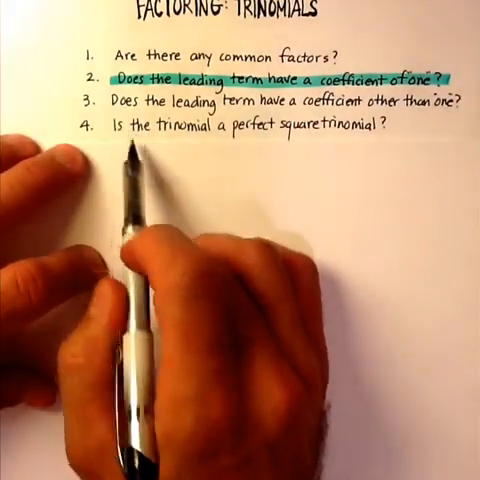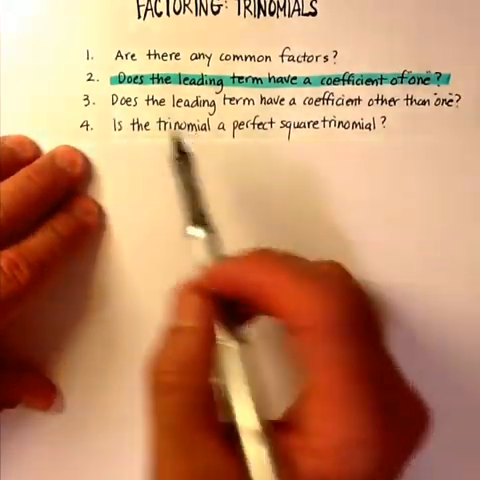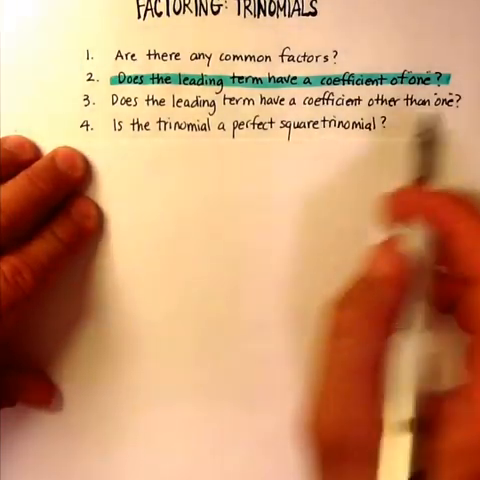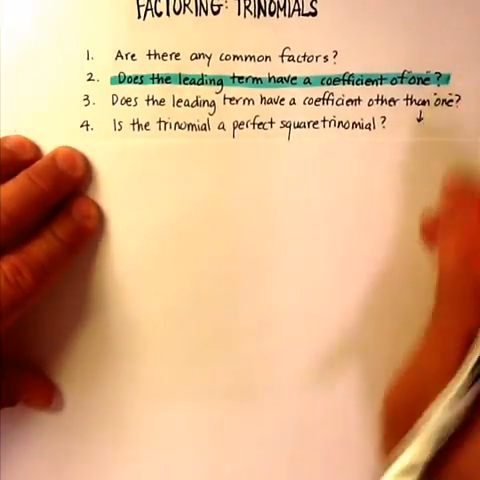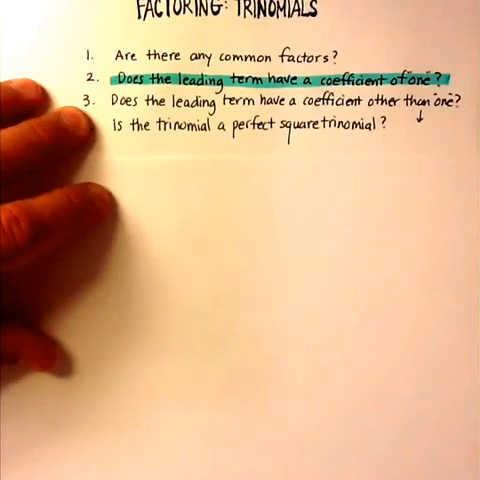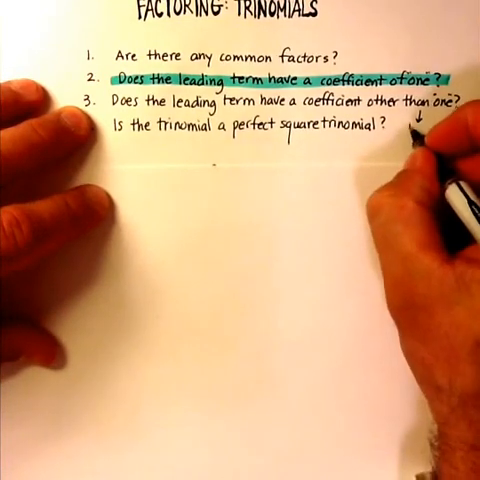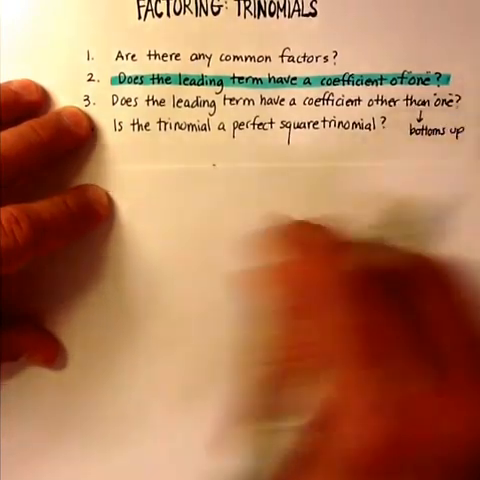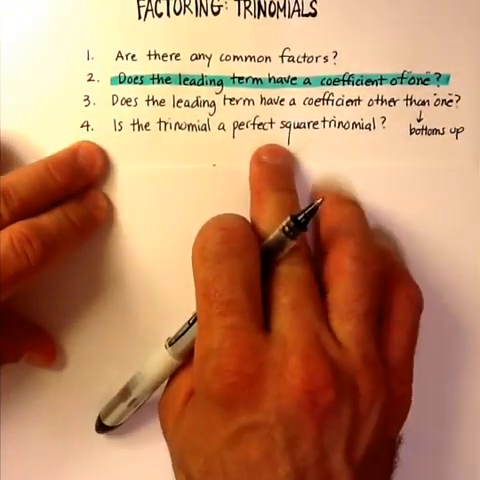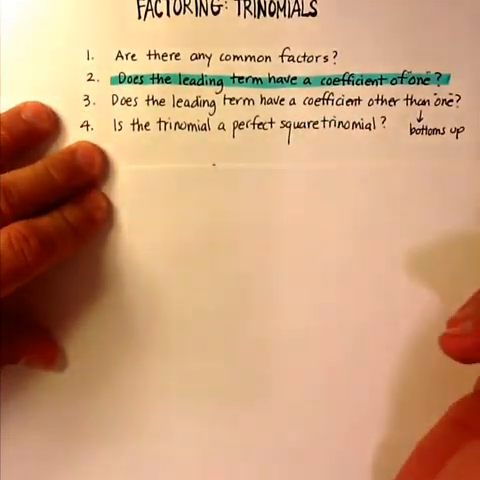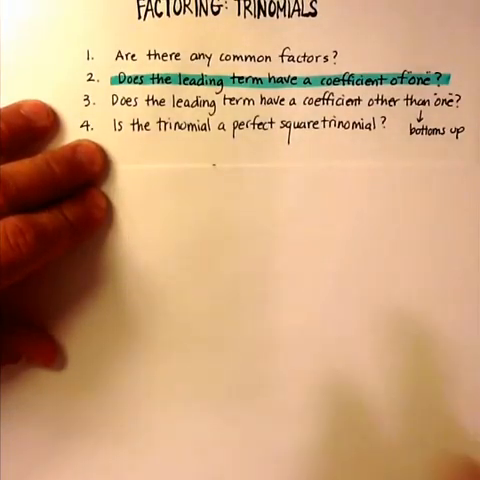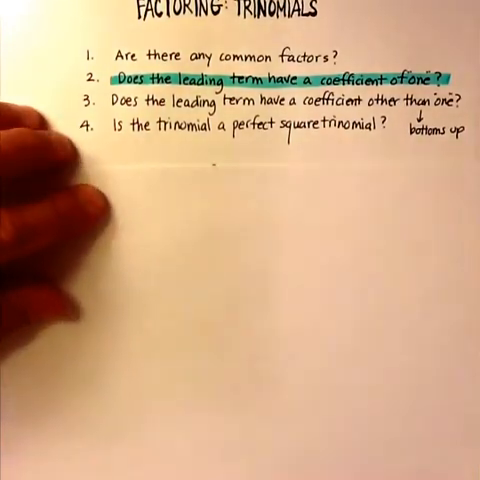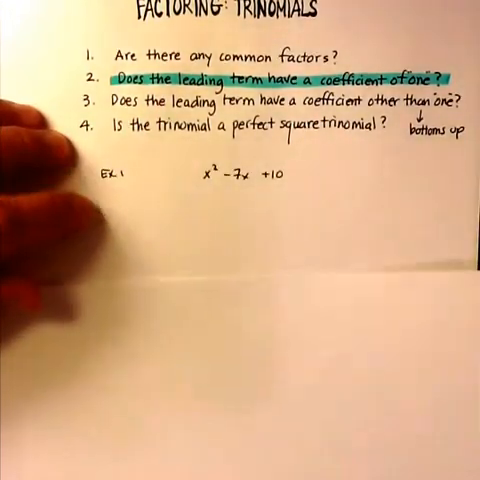Then finally, the other 2 questions that you should try to recognize are, does the leading term have a coefficient other than 1? That's easy enough. This method is actually called the bottoms-up method. And I've got videos posted on that already, so you can check those out. And then finally, is the trinomial a perfect square trinomial? And again, I have a video posted on that one. But we're going to focus on this second one here. Does the leading term have a coefficient of 1? So let's look at an example of that.